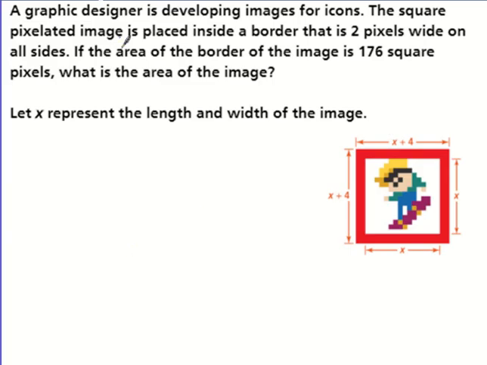All right, says a graphic designer is developing images for icons. The square pixelated image, that's this one right here, and it's a square, so this and this are the same, is placed inside a border that is 2 pixels wide on all sides. If the area of the border of the image is 176 square pixels, what is the area of the image?